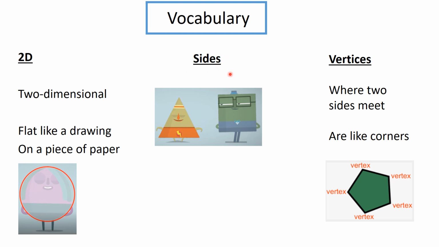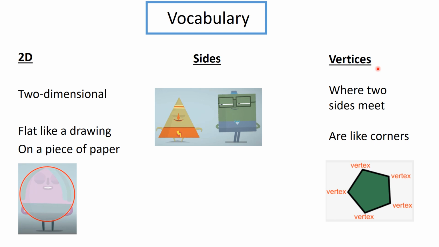The second word we're going to need for our lesson today is sides. And there are two shapes under here, two 2D shapes. This one has got 1, 2, 3 sides, and this one has got 1, 2, 3, 4 sides. So the sides are the flat parts that join up the vertices, which is what I'm coming on to next.